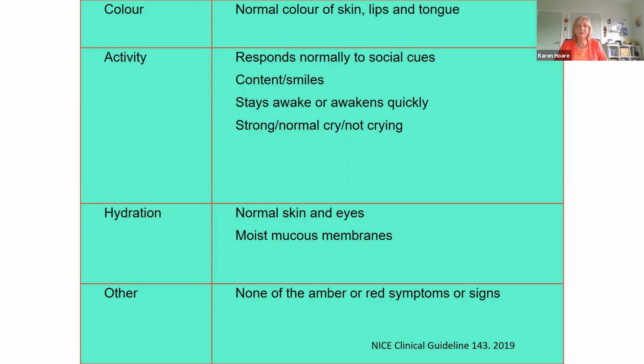Children with symptoms that fall into the green category of the traffic light system and have none of the features of the amber and red can be safely managed with anticipatory guidance to the parents.